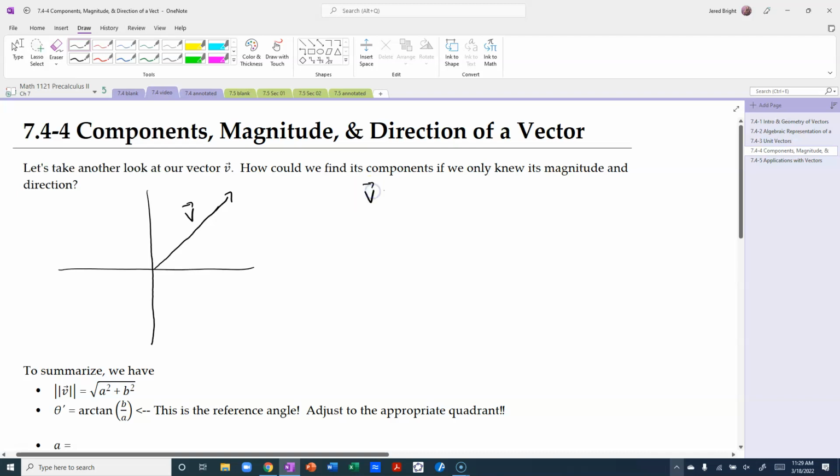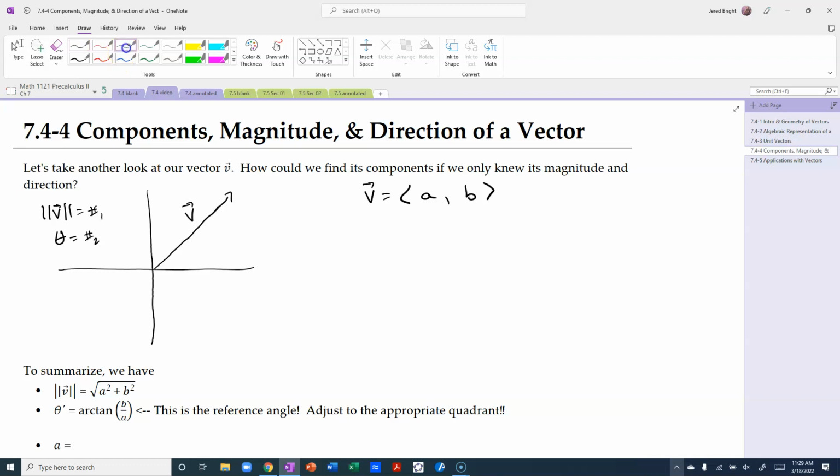So really, we want to be able to represent vectors as (a, b), right? But we only know its magnitude. So let's pretend we know it is 3 units long. I'm just going to pretend this is equal to a number that we know. And then we also know its direction, because the vector is given by its magnitude and direction. So we have these two numbers given to us. How can we find its component form?